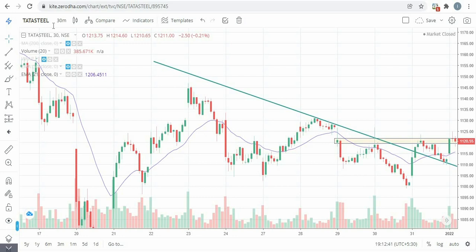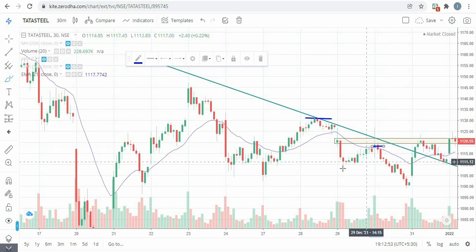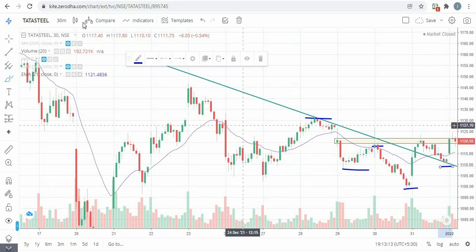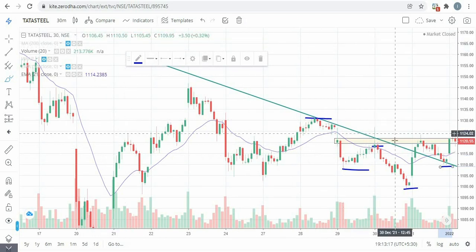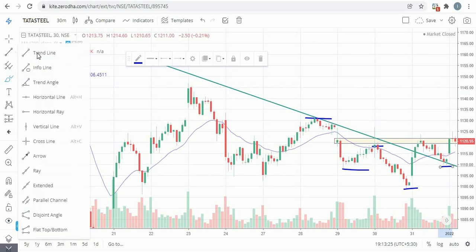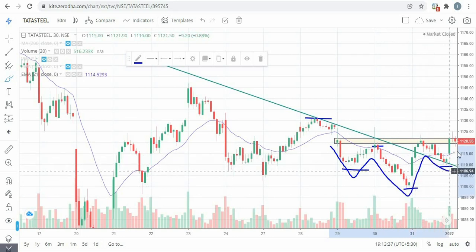As you can see on this chart of Tata Steel, on the 30-minute time frame, the stock was forming lower highs and also lower lows. But on 31st December it formed a higher low. The previous low was here, and now the low is dragged up to 1109 levels. The previous low was 1100. This is the resistance, and it formed a higher low. This led to the famous pattern known as the inverse head and shoulder pattern. This is the shoulder, this is the head, and this is another shoulder.